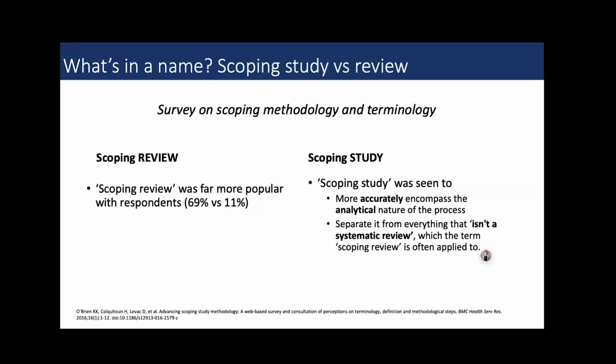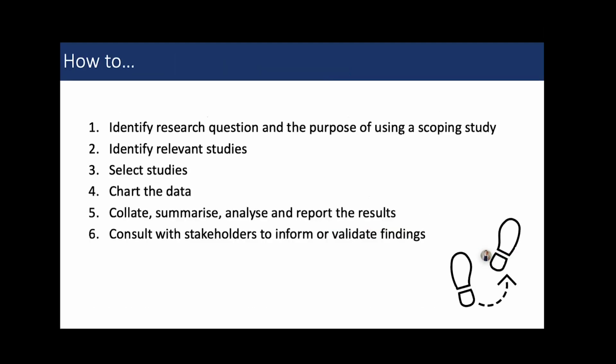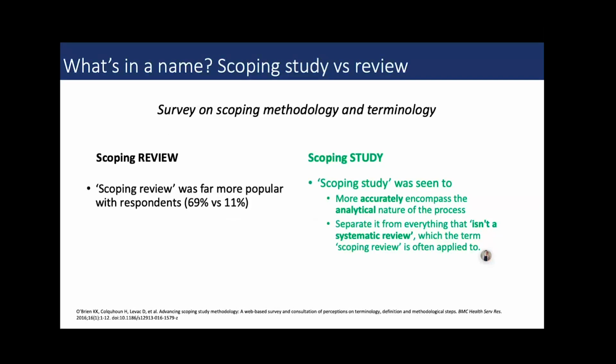So what's in a name? Is it a scoping review or is it a scoping study? One survey that was done on methodology and terminology found that most people really did prefer the term scoping review, but scoping study was seen to be much more accurate in encompassing this analytical process and separating it from everything that isn't a systematic review, which the term scoping review sometimes applies to. So scoping study seems to be more of an appreciated term.